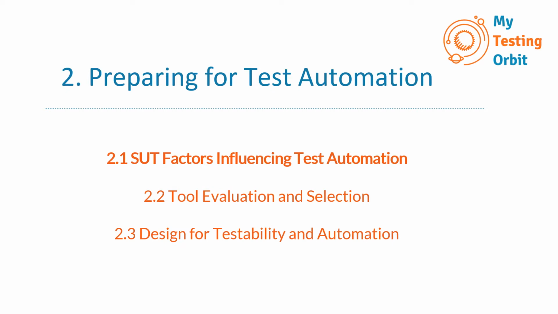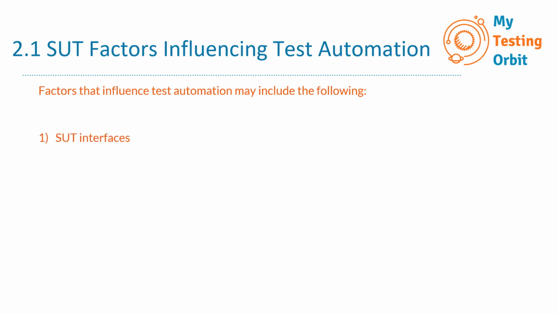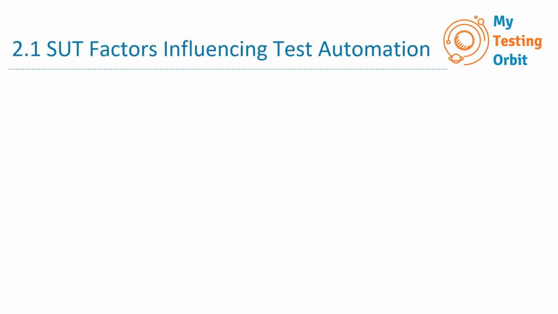In this module, there are three main topics. The first one is SUT factors influencing test automation, which we will be covering in today's session. There are many factors that influence and affect our test automation, and these are SUT interfaces, third-party software, levels of intrusion, different SUT architectures, and size and complexity of the SUT. Now let's have a look at each one of them in detail.